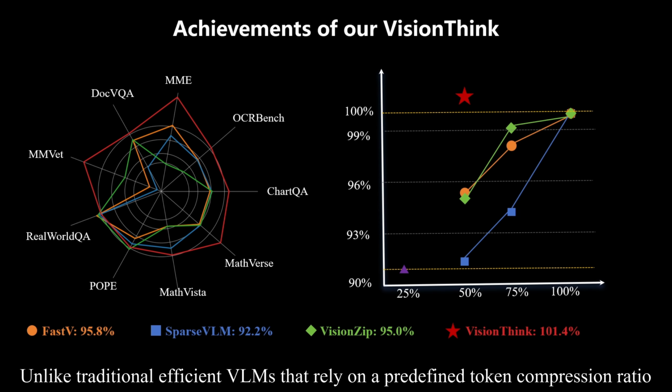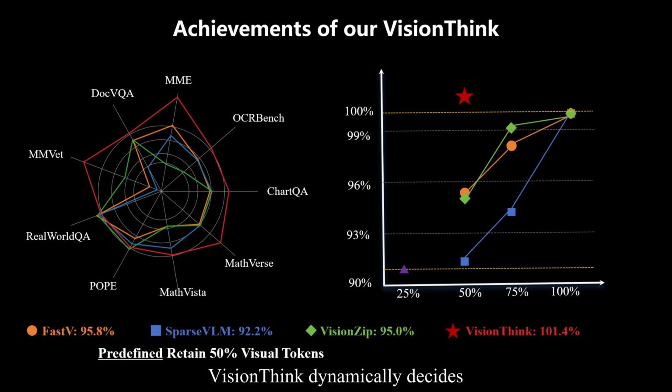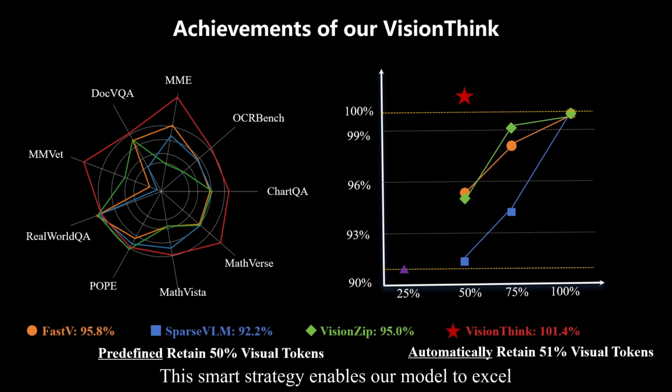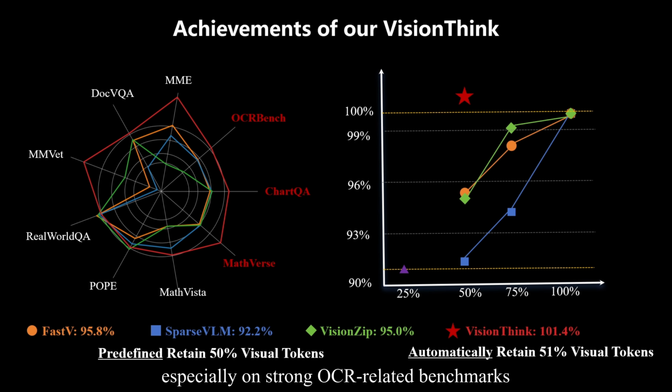Unlike traditional efficient VLMs that rely on a predefined token compression ratio, VisionThink dynamically decides whether to compress visual tokens based on each image question pair. This smart strategy enables our model to excel especially on strong OCR-related benchmarks.